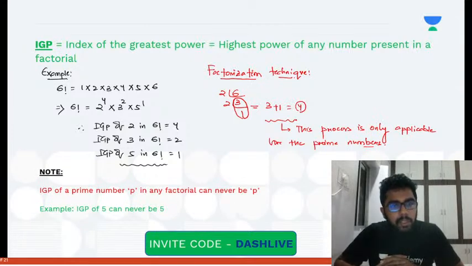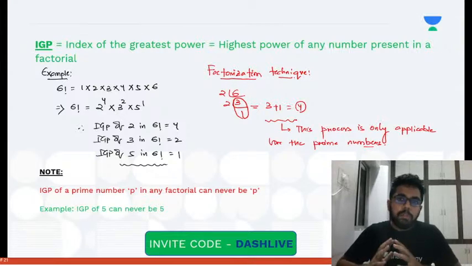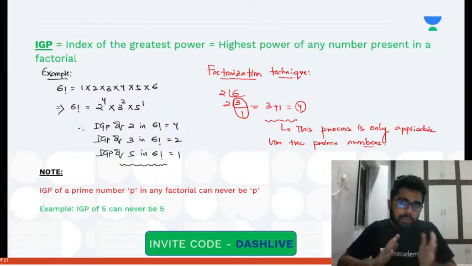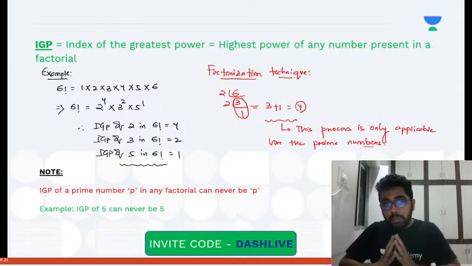Then I have written in the note, like a property, you can note it down, that IGP of any prime number p cannot be p ever in any factorial. Suppose I ask which factorial will have IGP of 5 as 5, there is no such number. IGP of 5 can never be 5. In other words, there is no factorial which will have exactly 5 5's. It will have 4 5's, it can have 6 5's, but there is no factorial which will have exactly 5 5's. I hope it's making sense.